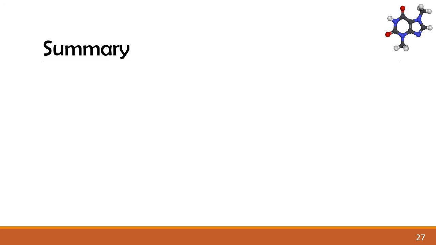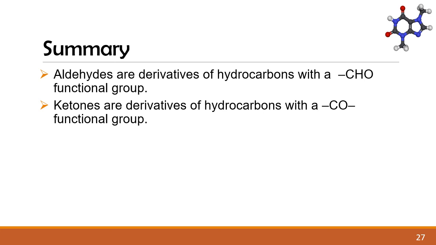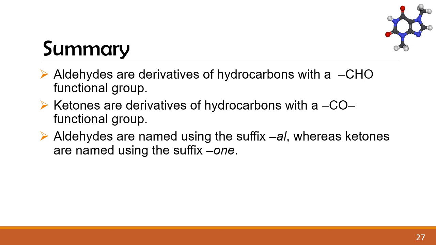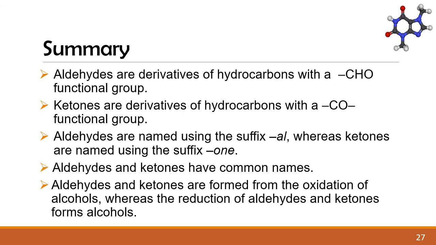And that's it for our lecture on aldehydes and ketones. In this lecture, we learned that aldehydes are derivatives of hydrocarbons with a CHO functional group. Ketones are derivatives of hydrocarbons with a CO functional group. Aldehydes are named using the suffix -al, whereas ketones are named using the suffix -one. Aldehydes and ketones have common names, and aldehydes and ketones are formed from the oxidation of alcohols, whereas the reduction of aldehydes and ketones form alcohols.